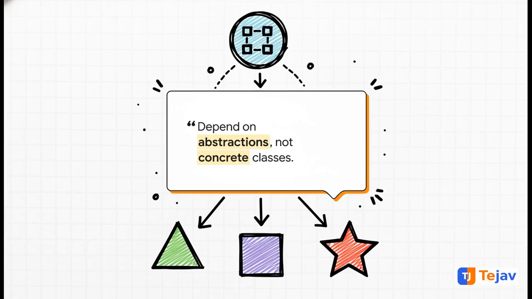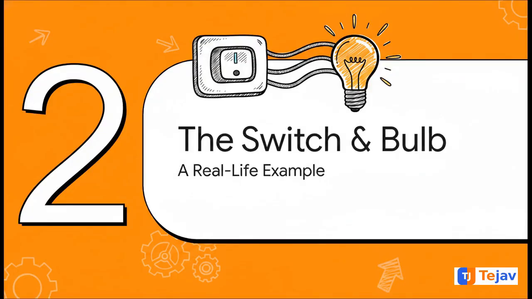If that formal definition feels a little academic, don't worry. Just burn this one simple phrase into your memory, because it's the heart of the entire principle. Depend on abstractions, not concrete classes. This is your new mantra. Instead of your code depending on one specific, concrete thing, it depends on a general contract.